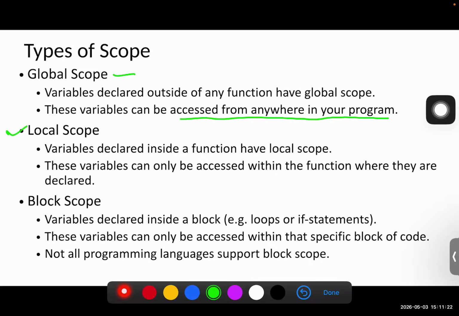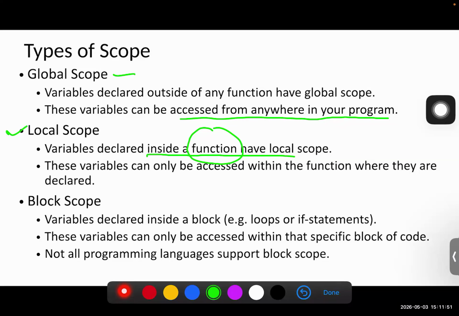Then we have local scope. Local scope means that it is only located at certain parts of your program. Usually, they are found inside a function. They are only found inside a function. So when you are inside that function, you can use them. But when you go outside the function and you are inside the main computer program, you cannot use them.